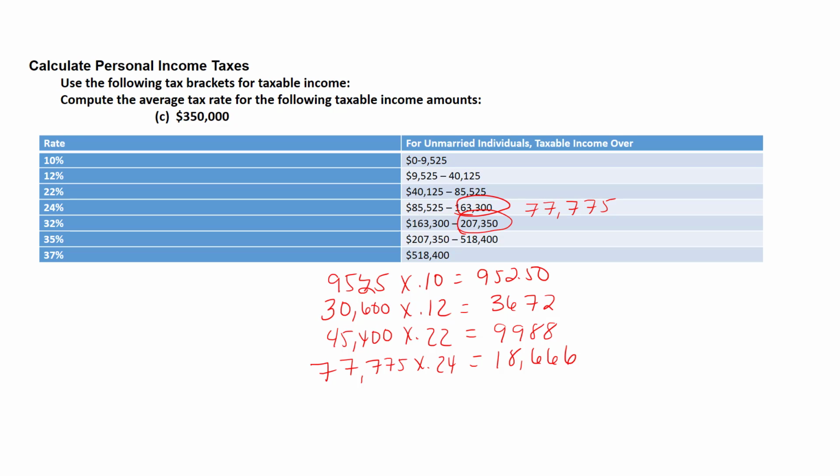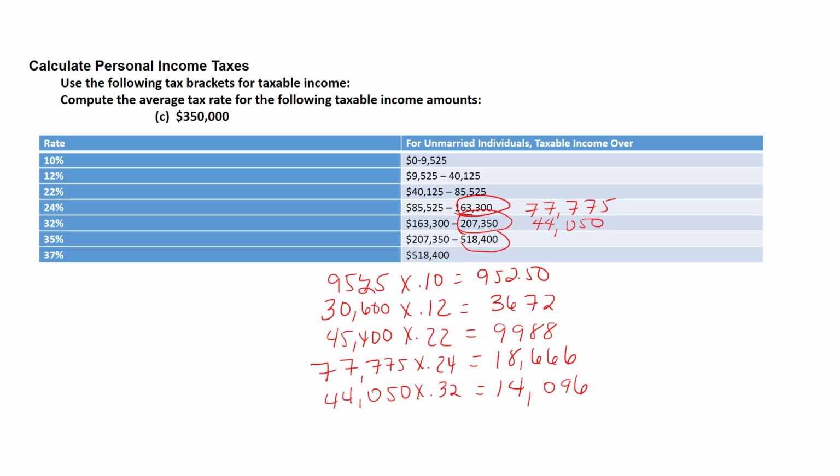Did we make more than $207,350? Yes, we did. So we're going to use all of the money in this bracket. So if we subtract $163,300 from $207,350, the amount of money in this bracket is $44,050, and we're going to use all of that money. That's taxed at 32%. And then look at this next bracket.